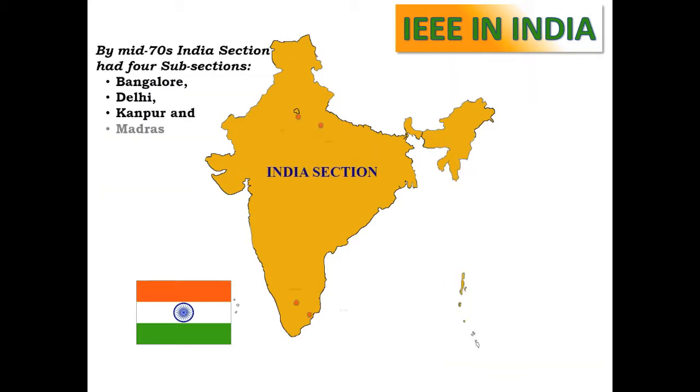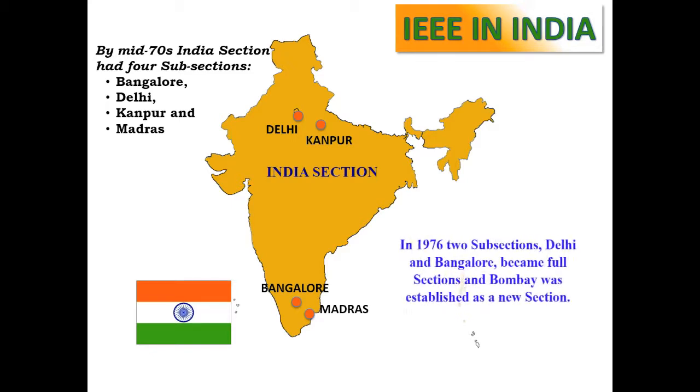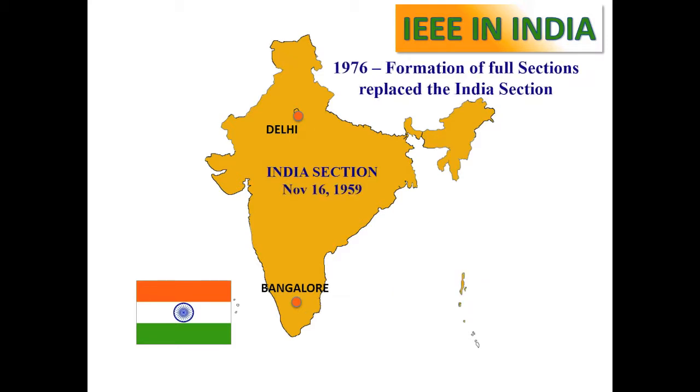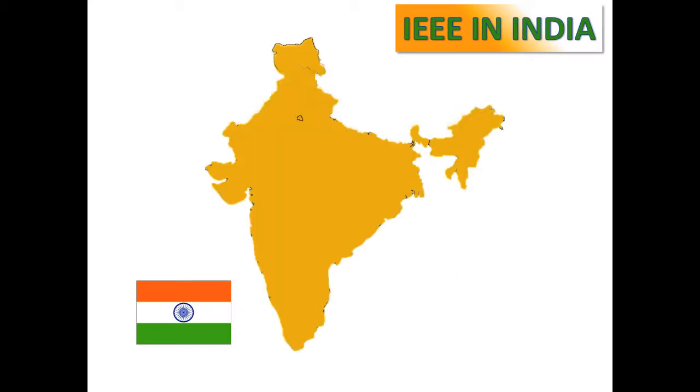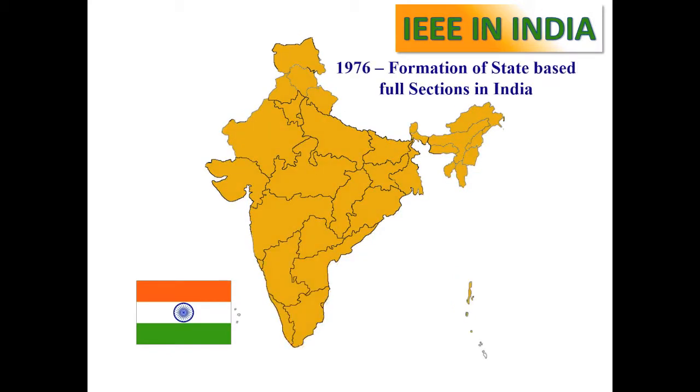By mid-1970s, the India section had four subsections at Bangalore, Delhi, Kanpur, and Madras. In 1976, two subsections, Delhi and Bangalore, became full IEEE sections. Also in the same year, a new section was formed at Bombay. The formation of three full sections led to approval of IEEE India Council, which replaced India section in 1976. In the following years, the formation of several new sections in other Indian states gradually took place.